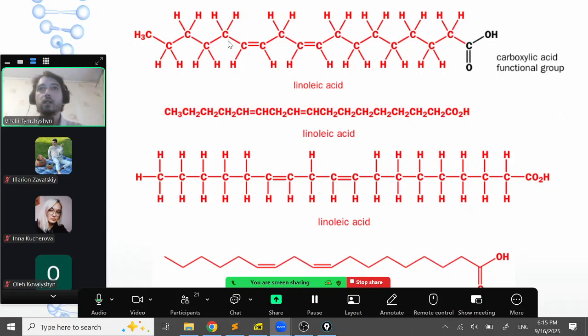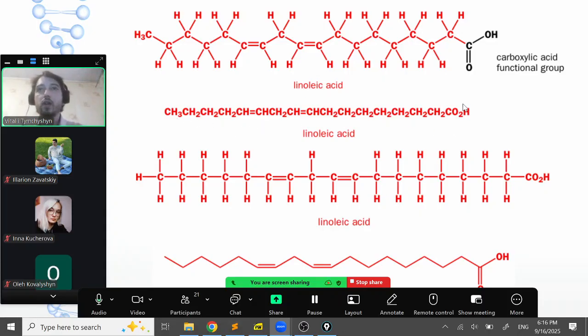So here is linoleic acid. Here you see the same chemical drawn in different ways. One way is drawing all the possible atoms that we have, all carbons and so on and so forth. And here you see they have this interesting form.